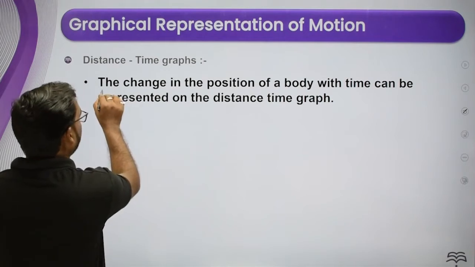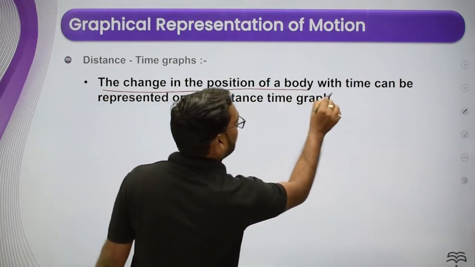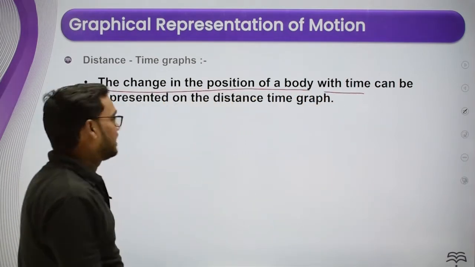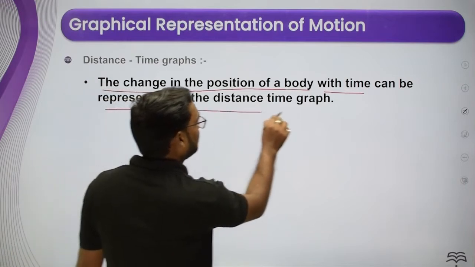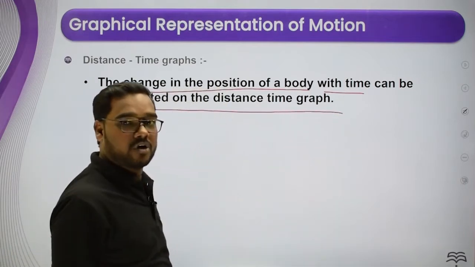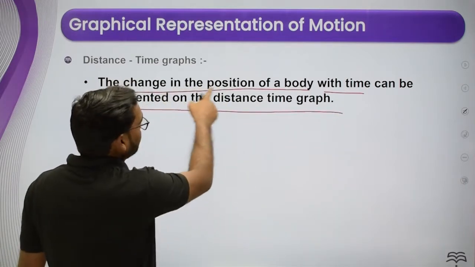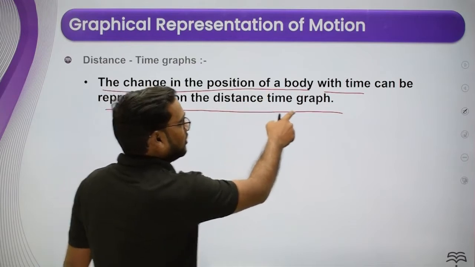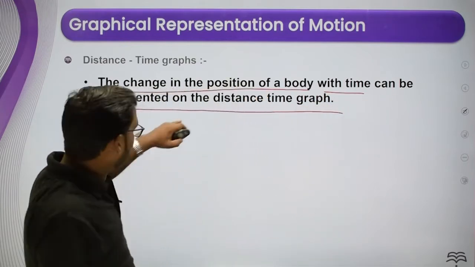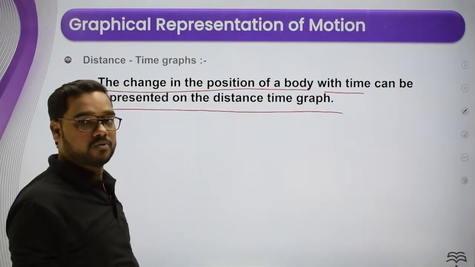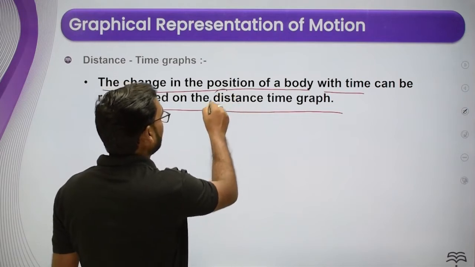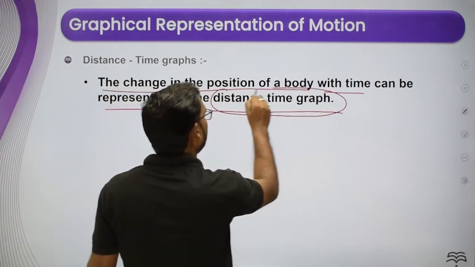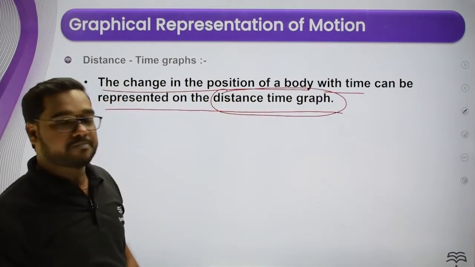Now you can see here, the change in the position of a body with time can be represented on the distance time graph. How to write it? If the change in the position of a body with respect to time can be represented on the distance time graph, what you are going to write is the change in the position of a body with respect to time.